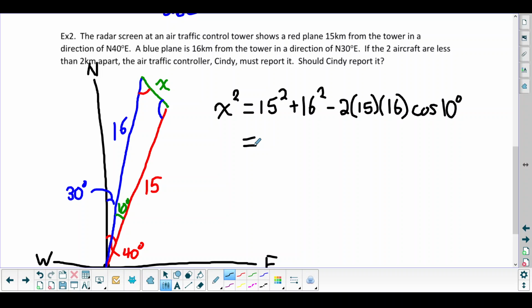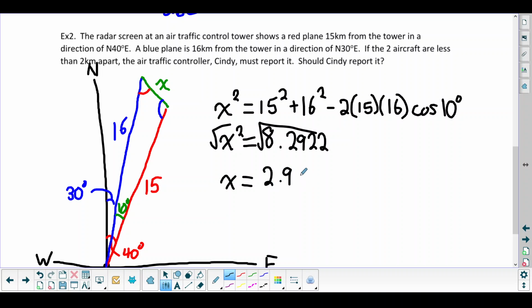Okay, and at this point, you're going to need to punch that in your calculator. You can do it in more than one step, or you can try to do it all at once. It's a bit of work. And I get that that is approximately equal to 8.2922. So that's x squared. So note that that's x squared. That's not actually the length of that side. Okay. We still have to square root both sides. And we get x is equal to approximately 2.9. And we were working in kilometers, so this is in kilometers.